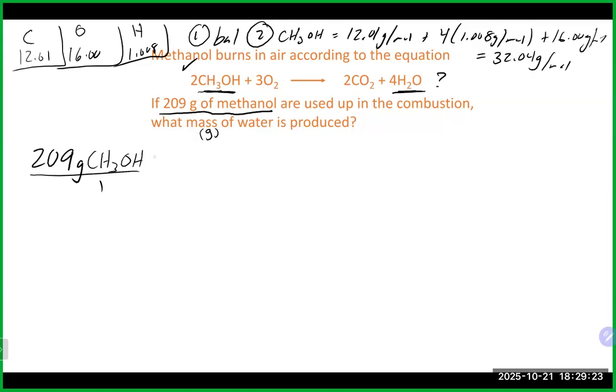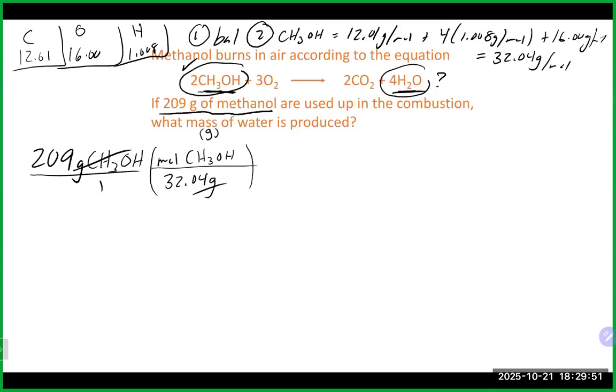So to start our calculation here, we'll go 209 grams of CH3OH. Once again, it's basically on top, so we will use our molar mass with the grams on the bottom so that they cancel, per moles of CH3OH. Again, at this point, if we were to stop, we're in moles of our methanol. Once again, we're not interested in our methanol. We are interested in the water. So this is where the stoichiometry comes into play. So we want to look at the relationship between these two guys. And from the equation there, we can see that for every 2 moles of methanol I throw in there, I am going to get 4 moles of water out.